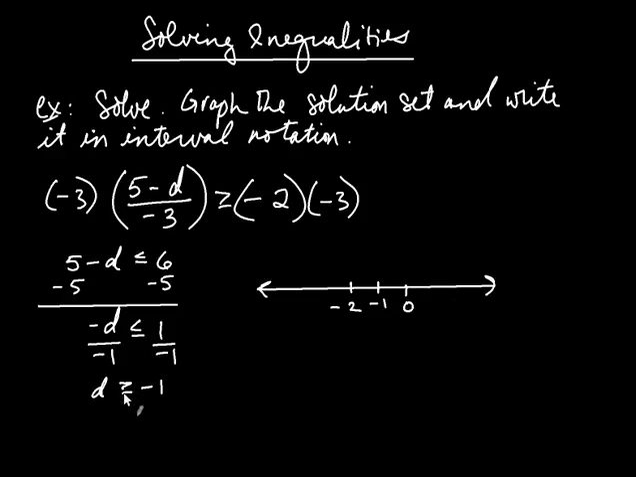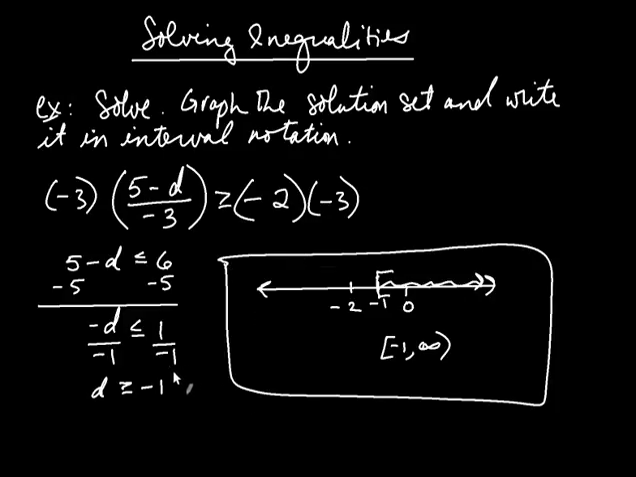Now, because it's greater than or equal to, right, the little or equal to symbol there, that's why we need a bracket on the -1, indicating that the number -1 itself is included. So I put a bracket on the -1, and I shade to the right like so. So that's the graph of the solution set, and then writing that solution set in interval notation, that's going to be -1 all the way to infinity. Okay, so this would be my complete answer.